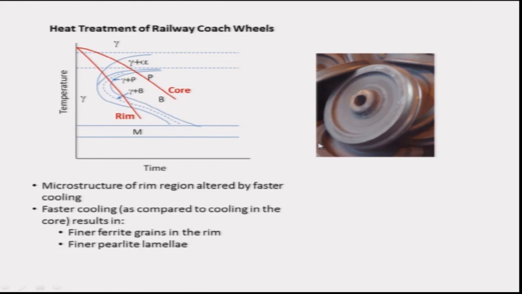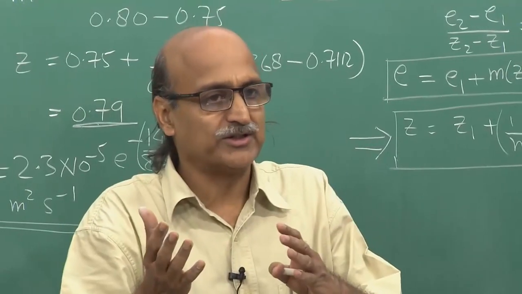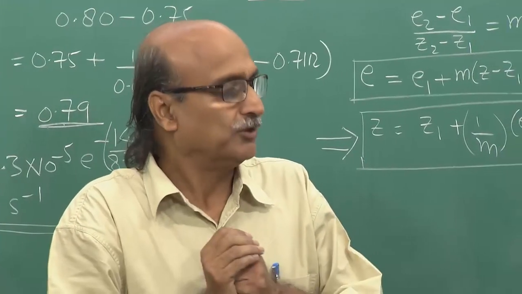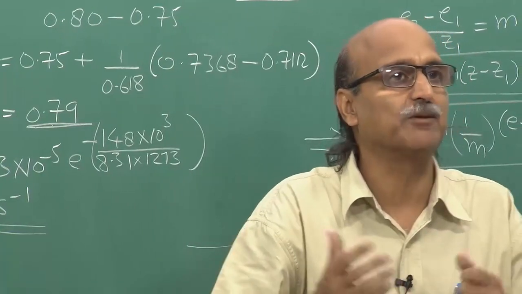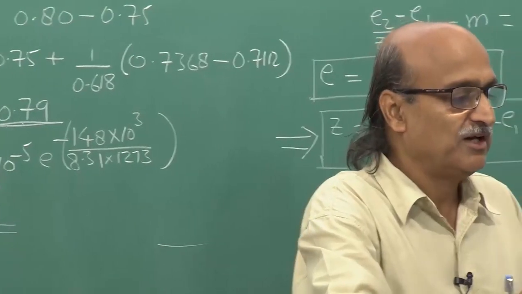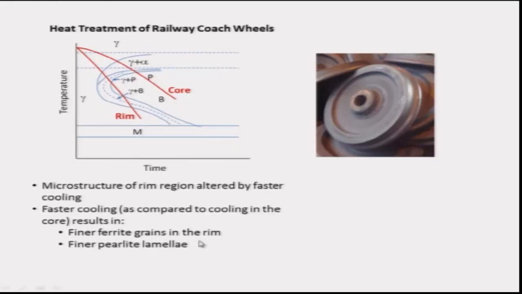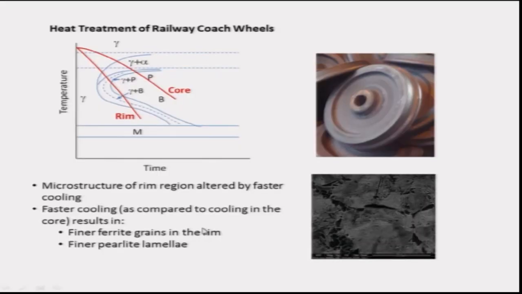Remember that in one of the lectures we discussed that if you go down relatively low in undercooling, then you can get a high nucleation rate but a very small growth rate. As a result, you will get a much finer structure. So, you end up with finer ferrite grains in the rim and finer pearlite lamellae, and you again get a ferrite-pearlite structure everywhere. But if the pearlite lamellae are very fine, they can produce very high wear resistance, and this is what you want for these railway wheels.